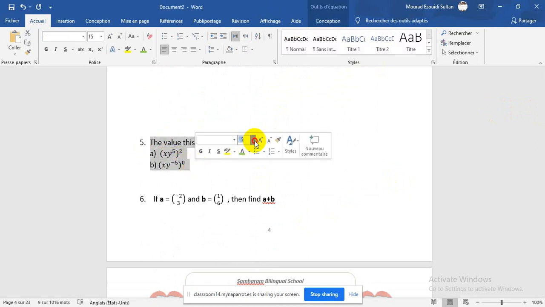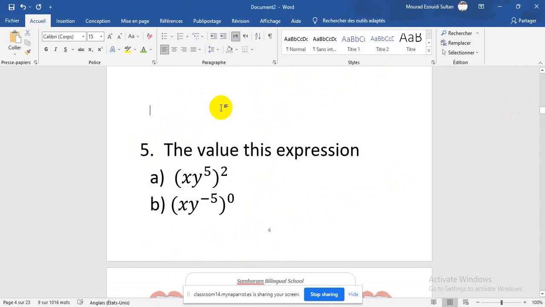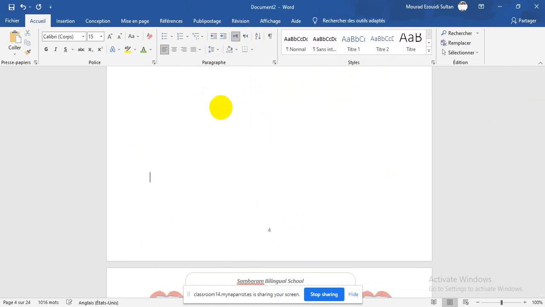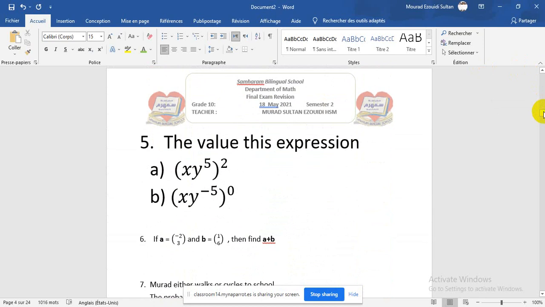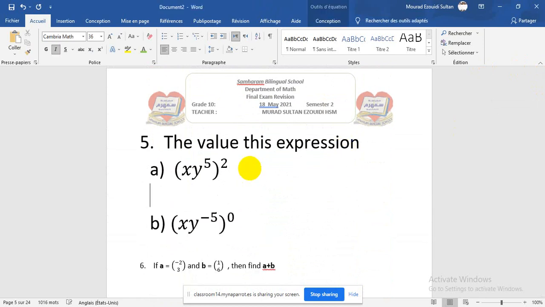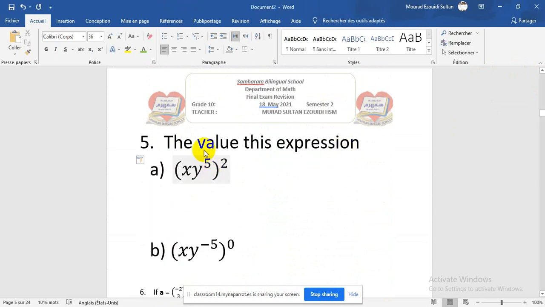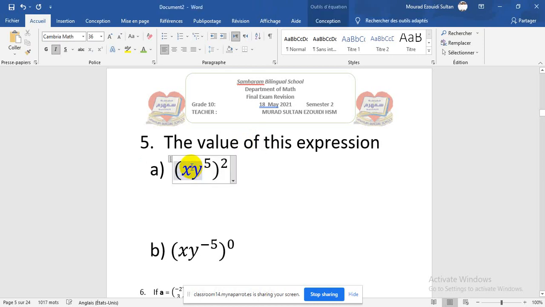I will make this question 36 as before to put it clear for you. Then I will go down. Here we have an expression. Find the value of this expression: x to the power 1, where the 1 is not written, multiplied by y to the power 5, all to the power 2.